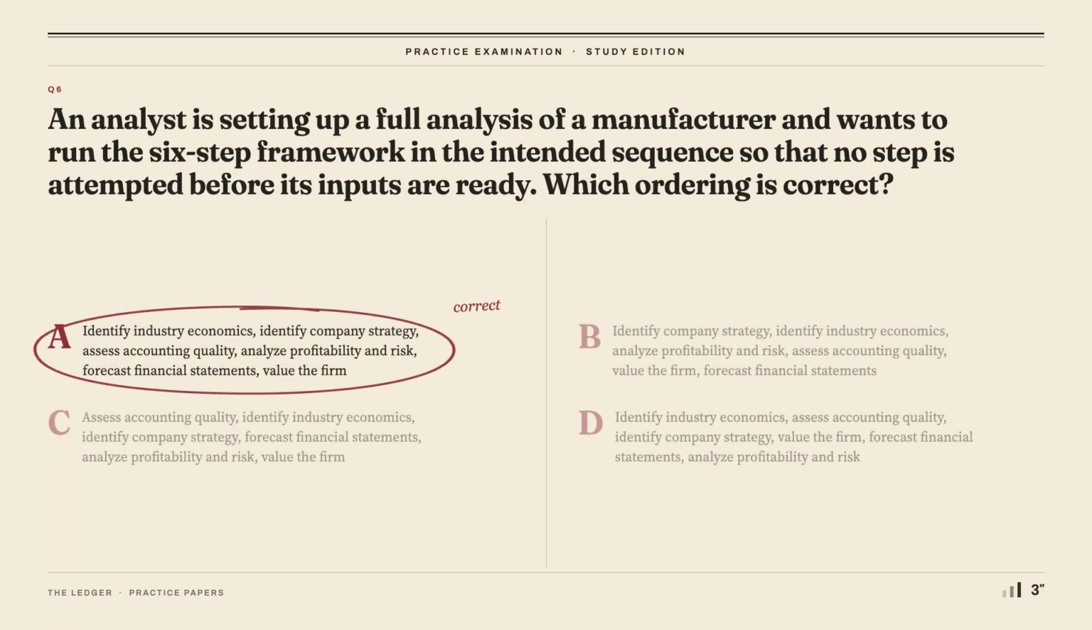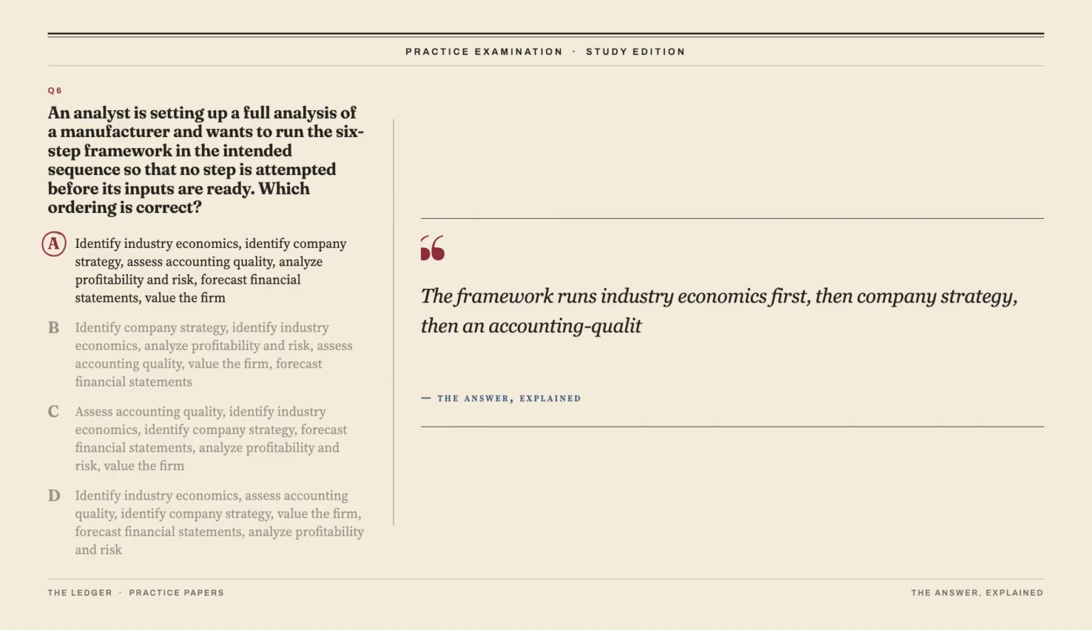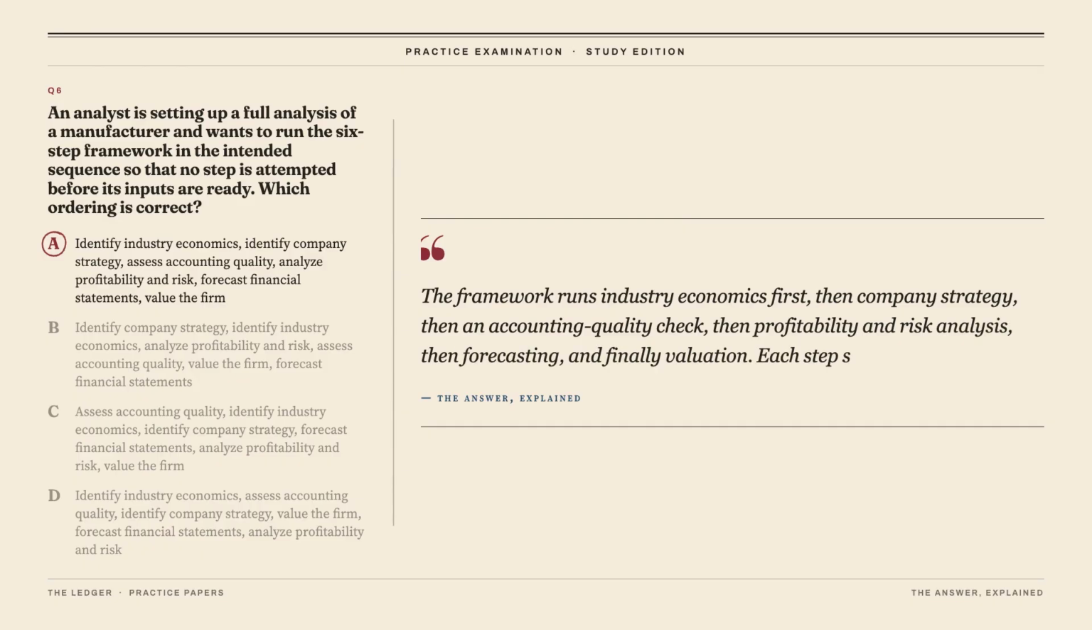The correct answer is A. Identify industry economics, identify company strategy, assess accounting quality, analyze profitability and risk, forecast financial statements, value the firm. A is correct because the framework runs industry economics first, then company strategy, then an accounting quality check, then profitability and risk analysis, then forecasting, and finally valuation. Each step supplies inputs the next one needs, so the order is not arbitrary.